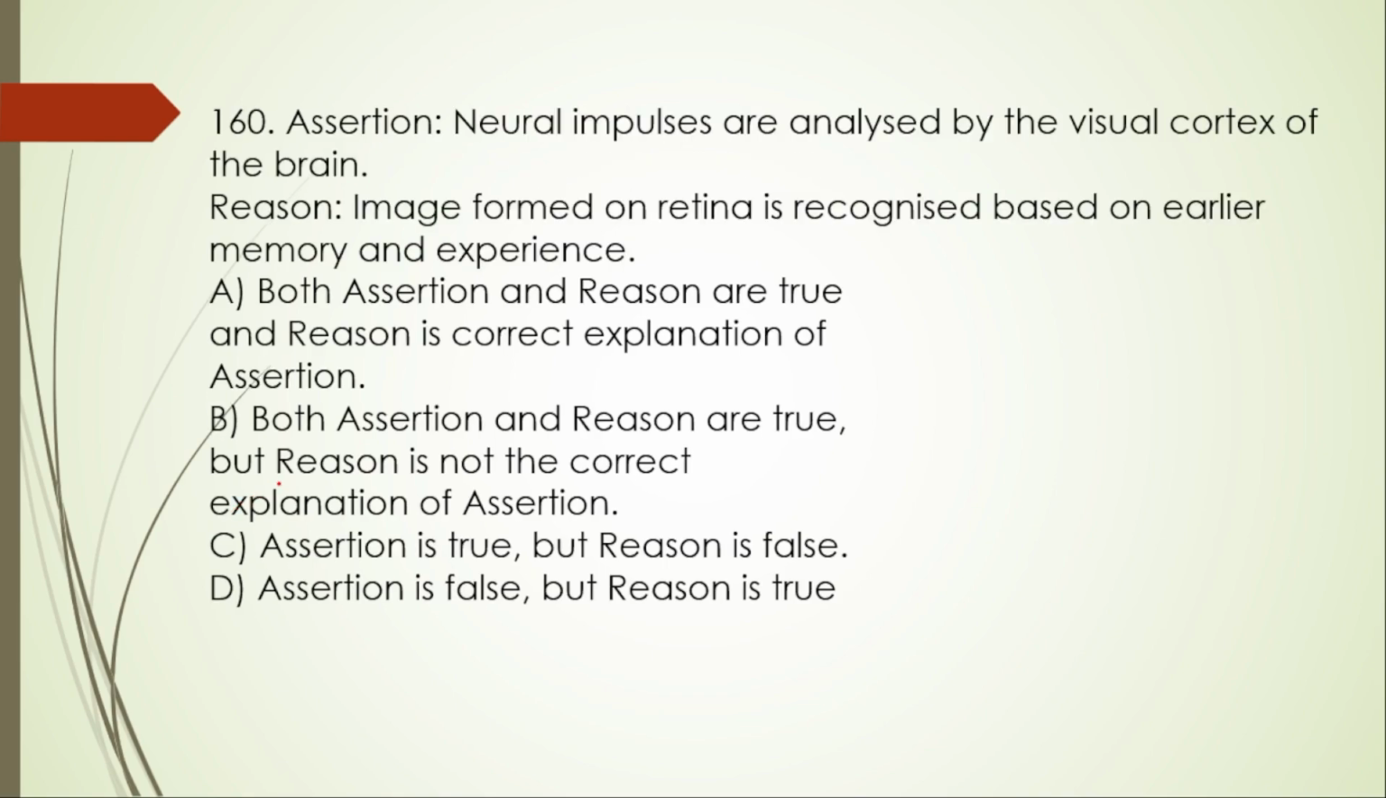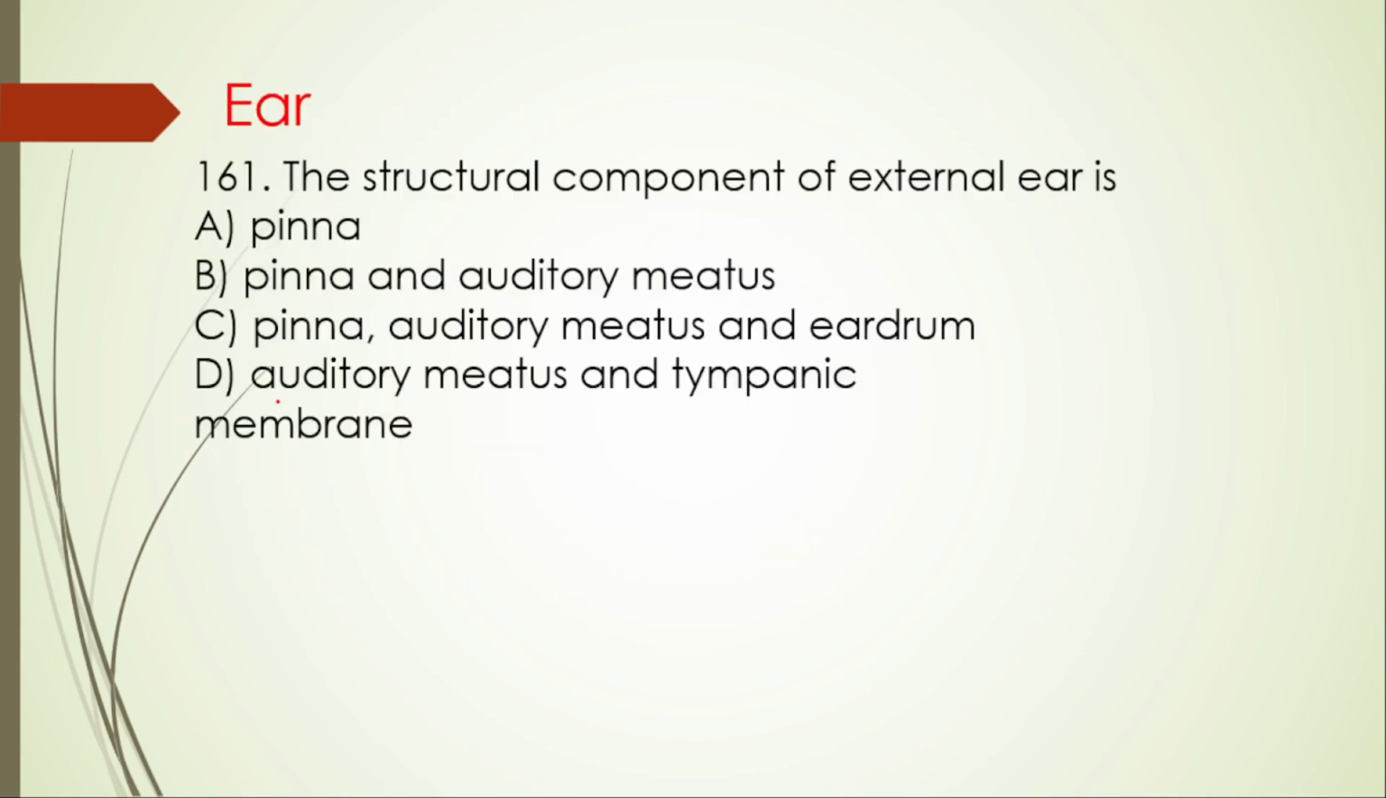Next, 160th question. Assertion: neural impulses are analyzed by the visual cortex of the brain. Assertion is true. Reason: image formed on the retina is recognized based on the earlier memory and experience. This one is also true, but the reason is not the correct explanation of the assertion. So the right option is option B.